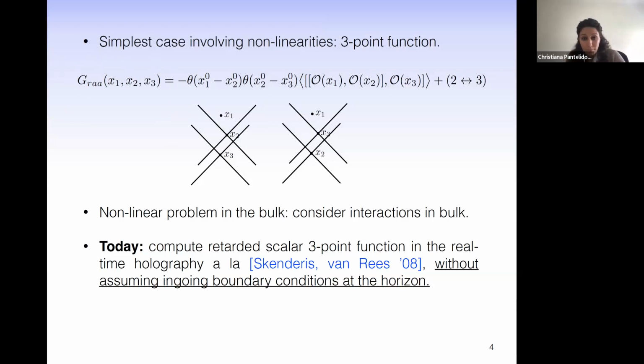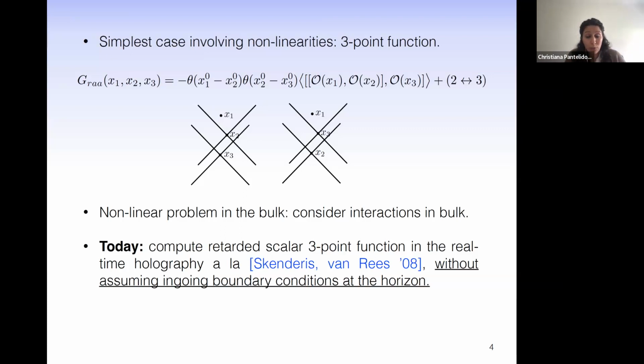And to be very specific, in this talk today, I will be computing the retarded three-point function of a scalar operator. So on the gravity side, I'll be considering a scalar field. And the interaction term that I will be considering for that scalar field is the simplest possible. It will be a lambda phi to the cube interaction term.